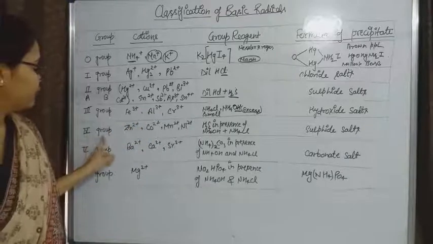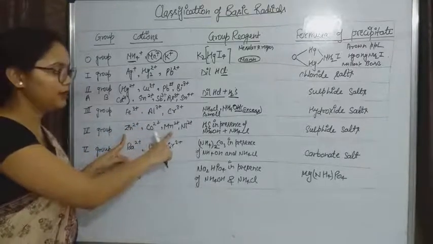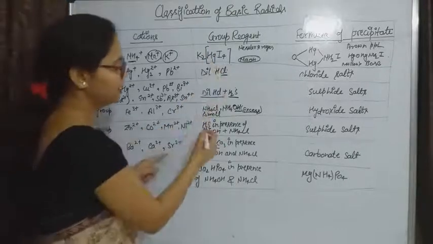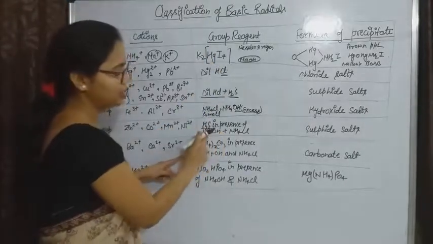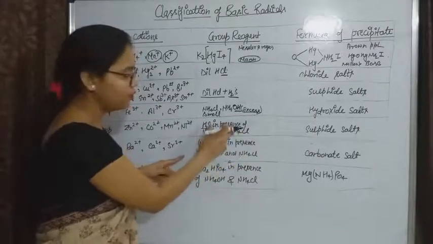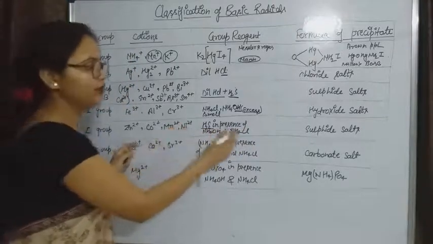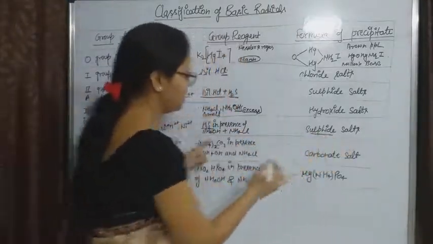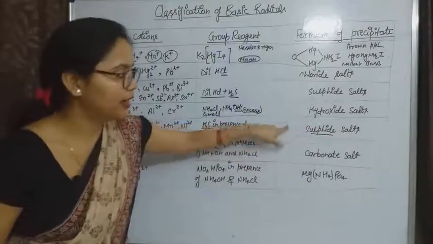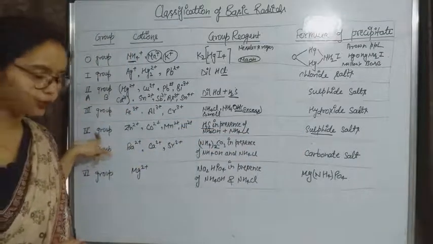Now let's talk about the fourth group. In fourth group, 4 cations are present: zinc, cobalt, manganese and nickel. For these cations, group reagent is again H2S in the presence of ammonium hydroxide and ammonium chloride. When you provide these chemicals in the salt solution of these cations, you will get sulfide salts as you are adding H2S. So by obtaining sulfide salts, you can detect the presence of fourth group.